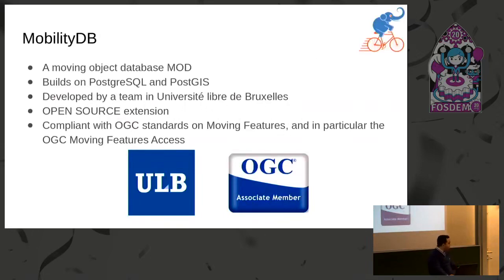So to end, MobilityDB is a moving object database system. It's an extension of PostgreSQL and PostGIS. It's developed by the team at ULB. It's open source, it's available on GitHub, and it's compliant with the OGC standard for moving features, the new development that is happening over there. So, yeah, it doesn't show the last slide. Thank you very much.